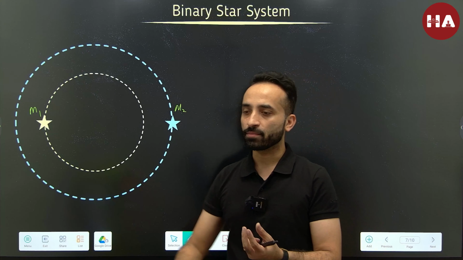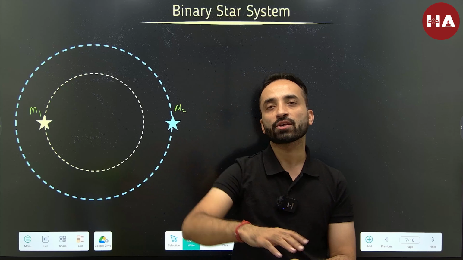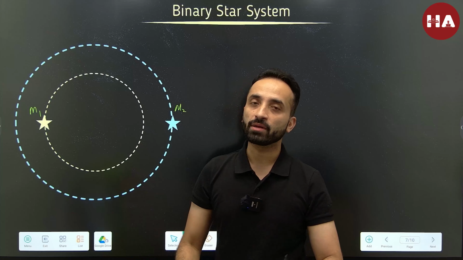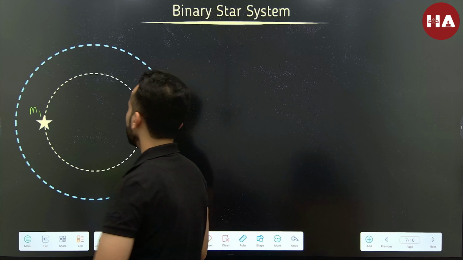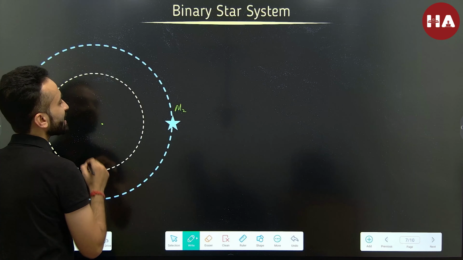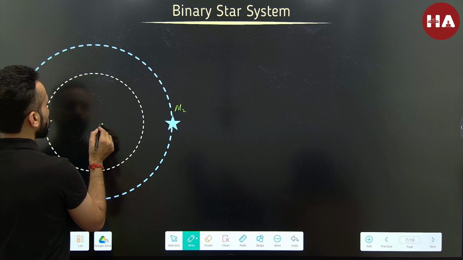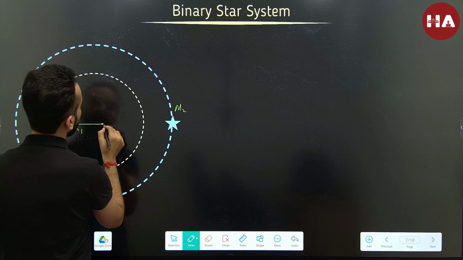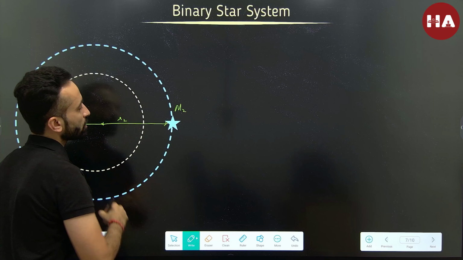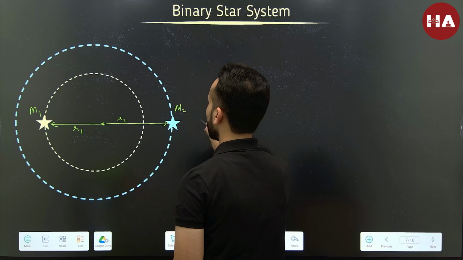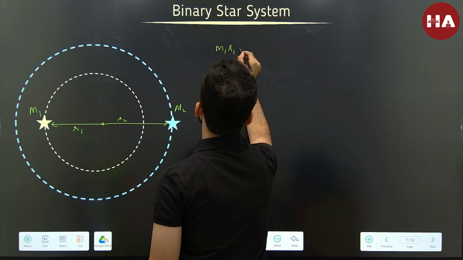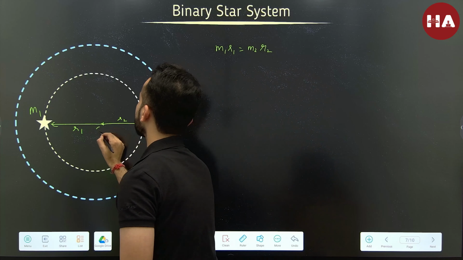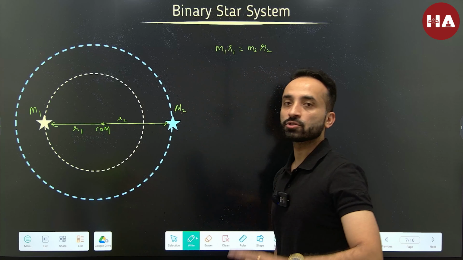So that is how one star can come into the vicinity of another star and then they both start revolving, because both are of comparable mass, around their common center of mass. Let's say this radius is r1 and this radius is r2. So there are two equations. First, m1 r1 equals m2 r2 is the governing equation about their common center of mass. Okay, so this is an optional part.